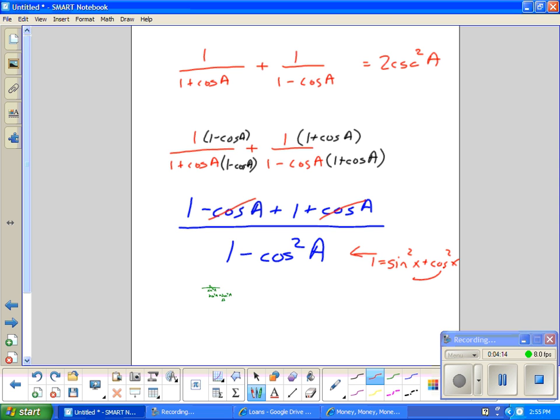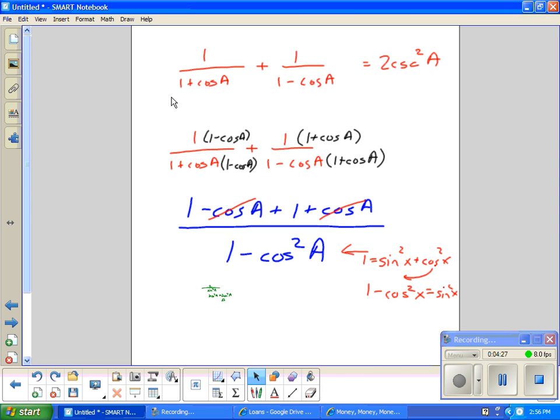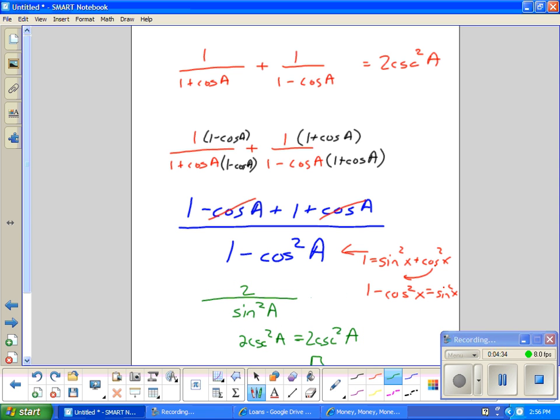And I can bring the cosine over. So 1 minus cosine squared x equals sine squared x. So I'm going to do 2 things. I'll find the like terms in the numerator, which are the 1s, and I'm going to put sine squared on the bottom. When I do that, I get 2 over sine squared A. Well, 1 over sine squared A is cosecant squared A, so I have 2 times cosecant squared A, which was our like term, and that is the verification.